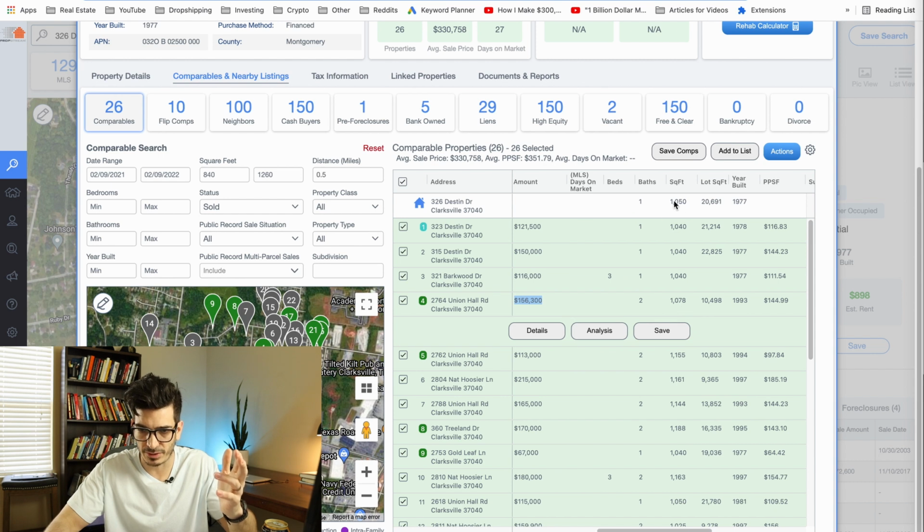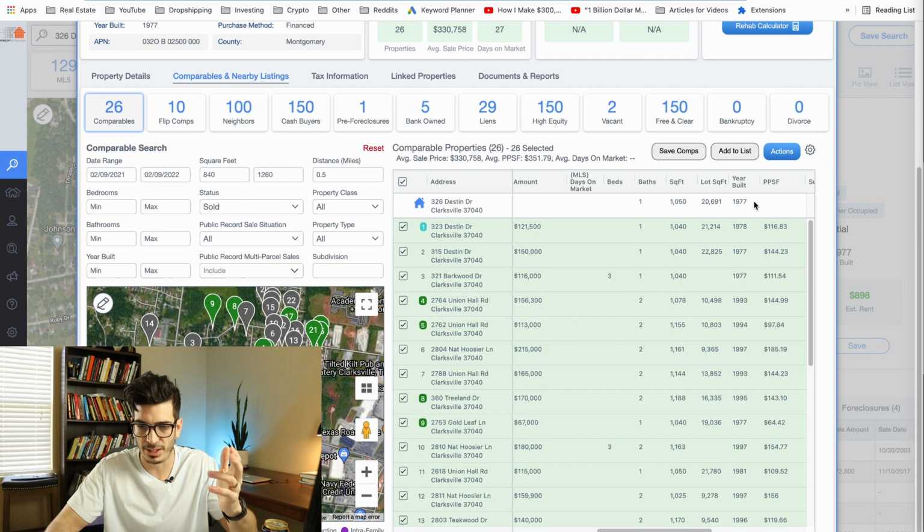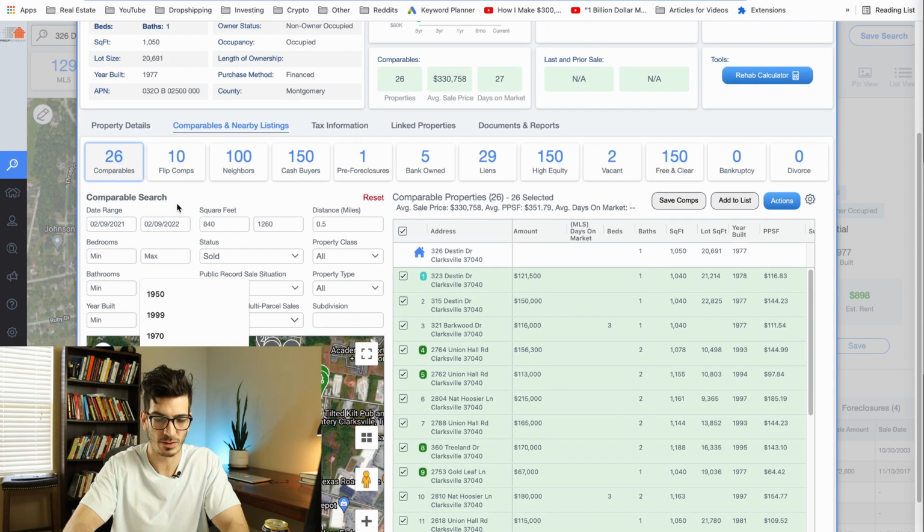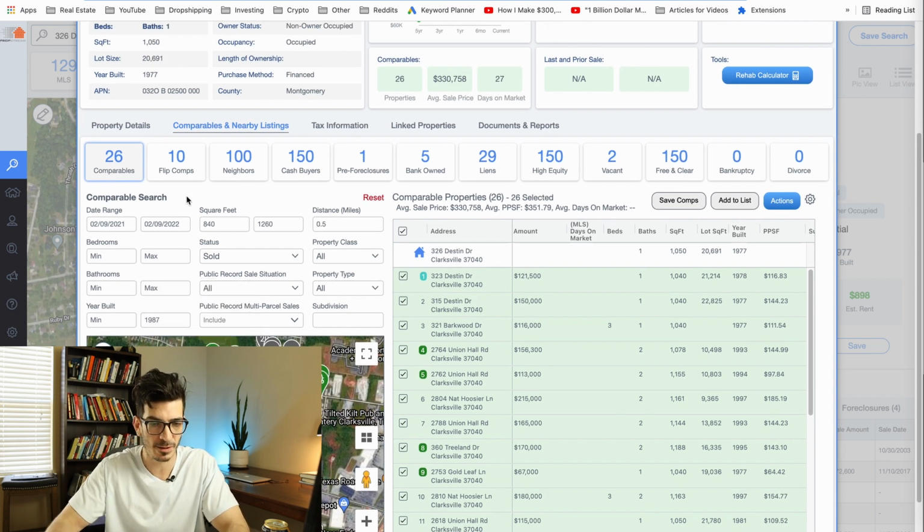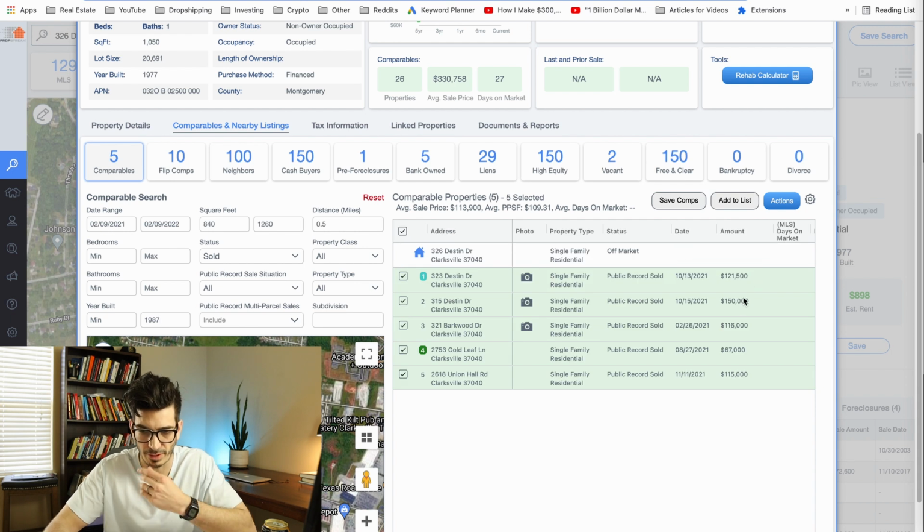1,078, ours is 1,050. The lot size is half the size, but ours was built in 1977. So I like to stay within 10 years if I can. So I'm going to go 1987 here, and that'll filter that out.